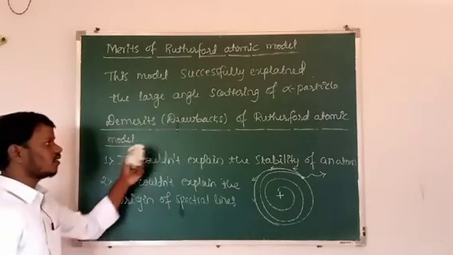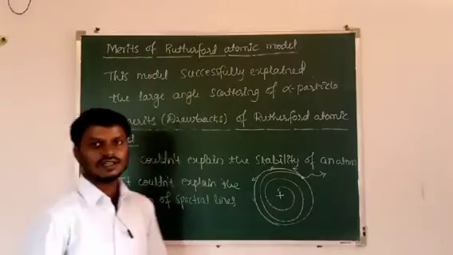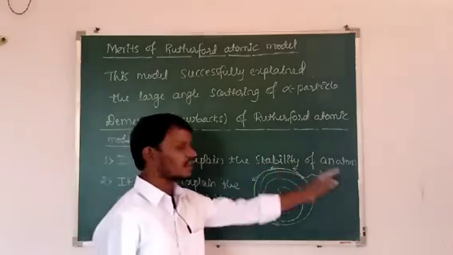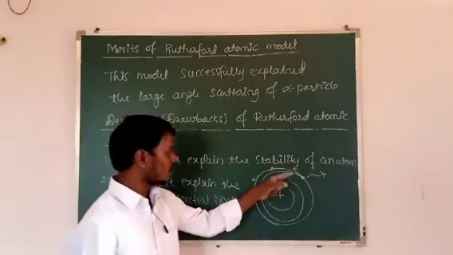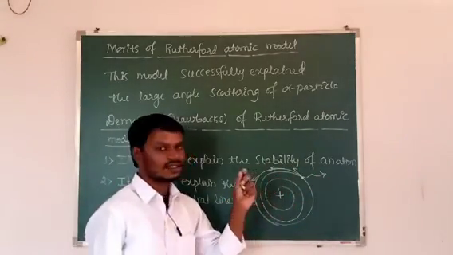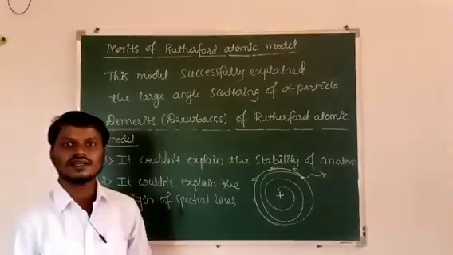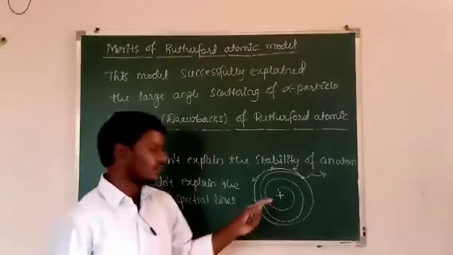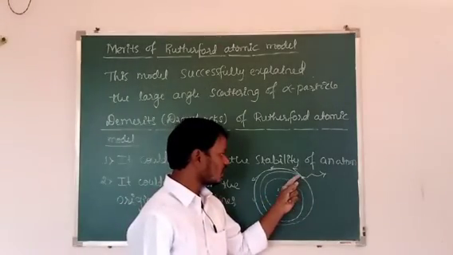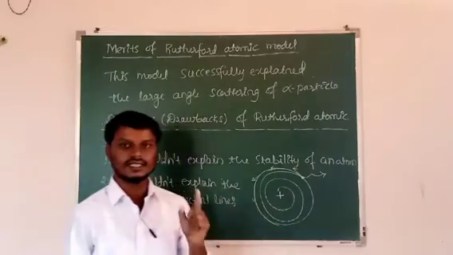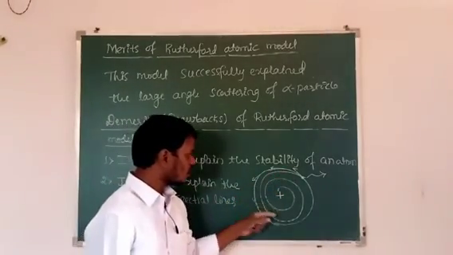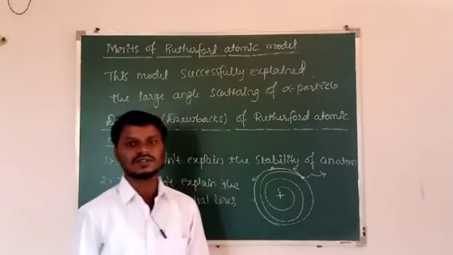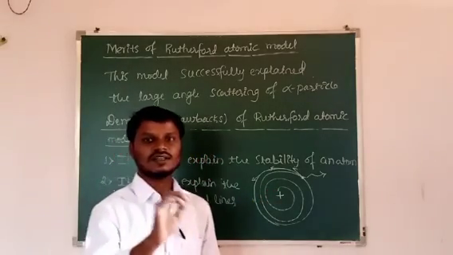Okay, these are the drawbacks or demerits of the Rutherford atomic model. First drawback is that it couldn't explain the stability of an atom, because as an electron revolves around the nucleus, that revolving electron has acceleration, and every accelerating charged particle emits electromagnetic radiation. There is a loss in energy of this revolving electron in the form of electromagnetic radiation. As there is a loss in energy, ultimately that electron falls into the nucleus. Therefore, atom cannot be stable.